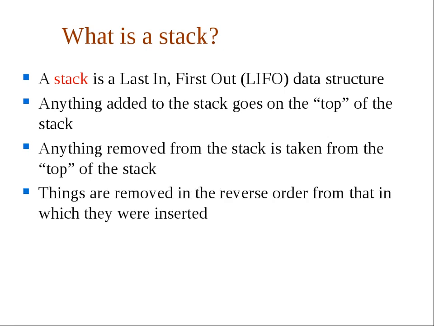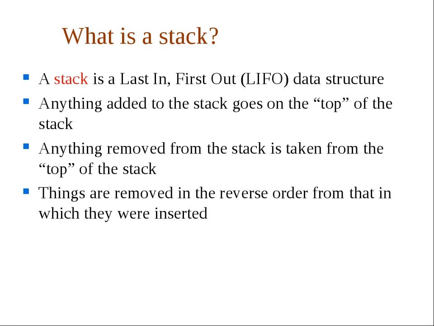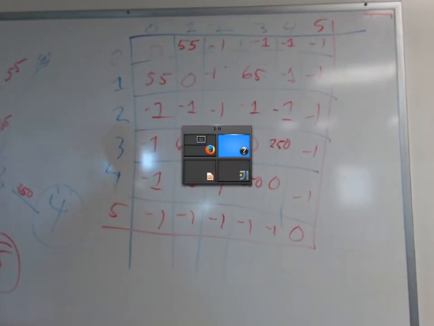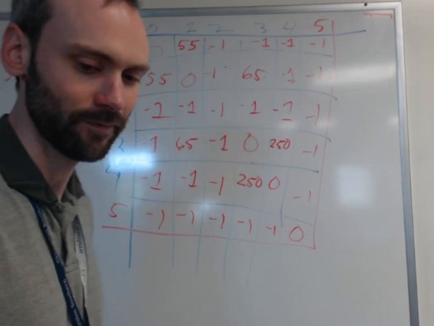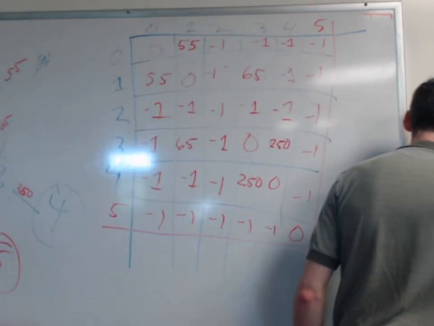Things are removed in reverse order from that in which they were inserted. Why is that? Let's go draw it. Y'all like drawings, right? Let's do it in a diagram.